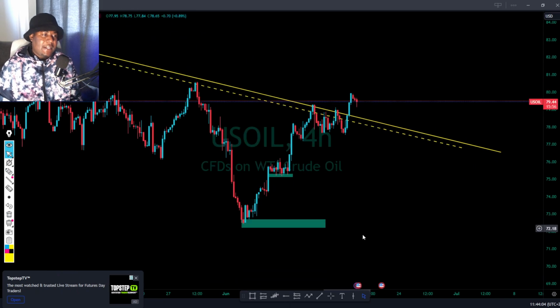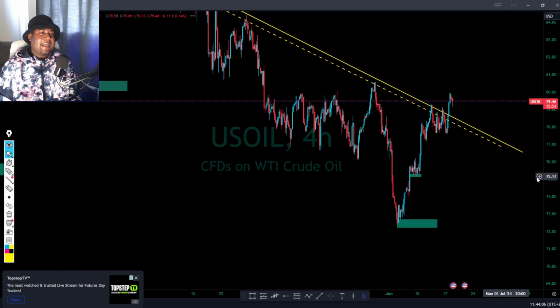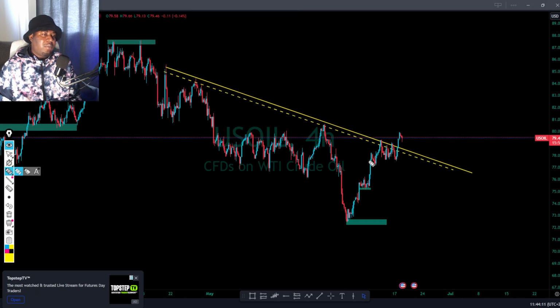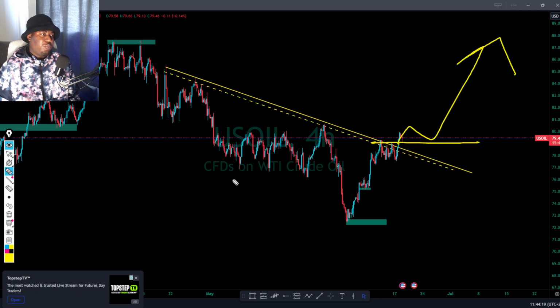So US oil seems to be breaking out of that resistance area. I think that has been long coming. The market has been playing games with us around these levels here. And at the end of the day, now the market just broke out. So now I'm expecting to see a continuation of that bullish move. You can see that. I hope you can see that.